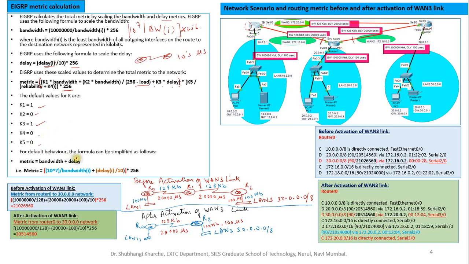So if we consider the default behavior of EIGRP, then the metric curtails down to simply bandwidth plus delay, and here the bandwidth is the least bandwidth of the outgoing interface and delay is the cumulative delay, and both bandwidth and delay are the scaled values. Therefore, the metric becomes 10 to the power 7 divided by the bandwidth of the outgoing interface, plus the cumulative delay available on the links on a particular route divided by 10, multiplied by 256.